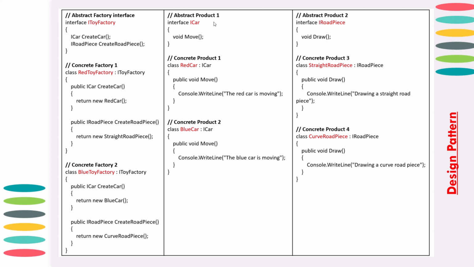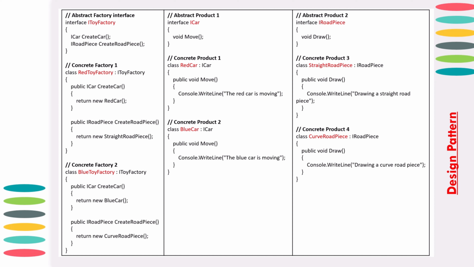Now we have two abstract products, one is ICar and one is IRoadPiece. These two define the methods that concrete products should implement. The RedCar and the BlueCar implement ICar, and the StraightRoadPiece and the CurvedRoadPiece implement IRoadPiece respectively.